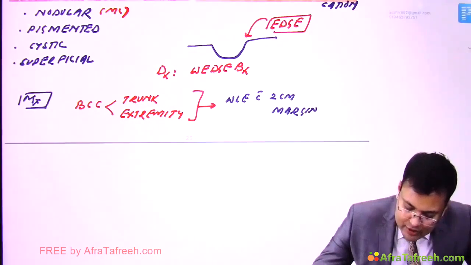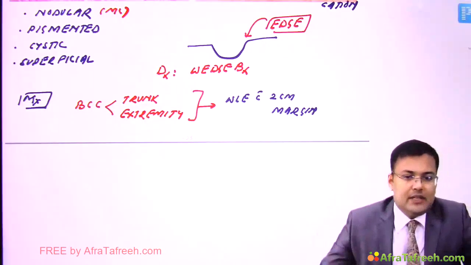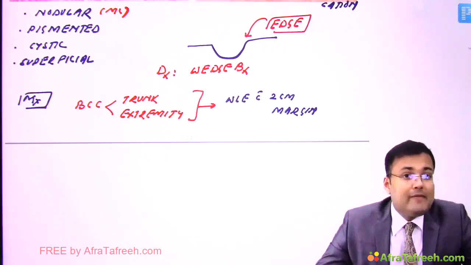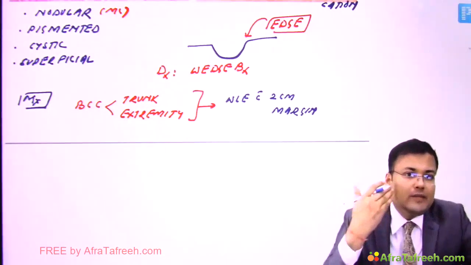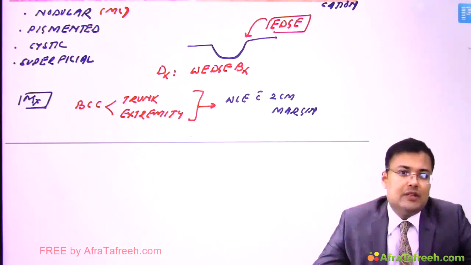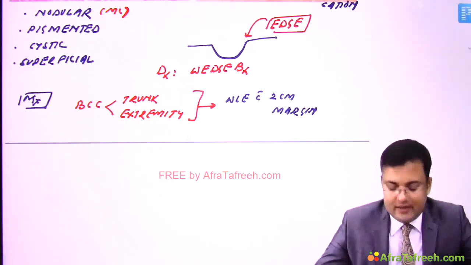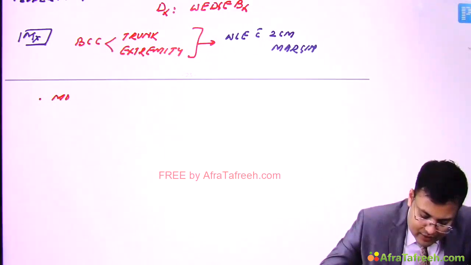So if there is small basal cell carcinoma involving trunk or extremity, we can go for wide local excision with 2 cm margin. But be careful, if a patient is having large aggressive tumors involving cosmetic areas, vital areas, or patient is having recurrent tumors, in those cases we go for Mohs micrographic surgery. So what is the second treatment option we have? We go for Mohs micrographic surgery.